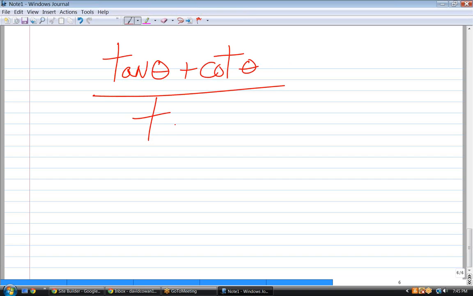All right. You can go with tangent of theta plus cotangent theta over tangent of theta equals cosecant squared of theta.